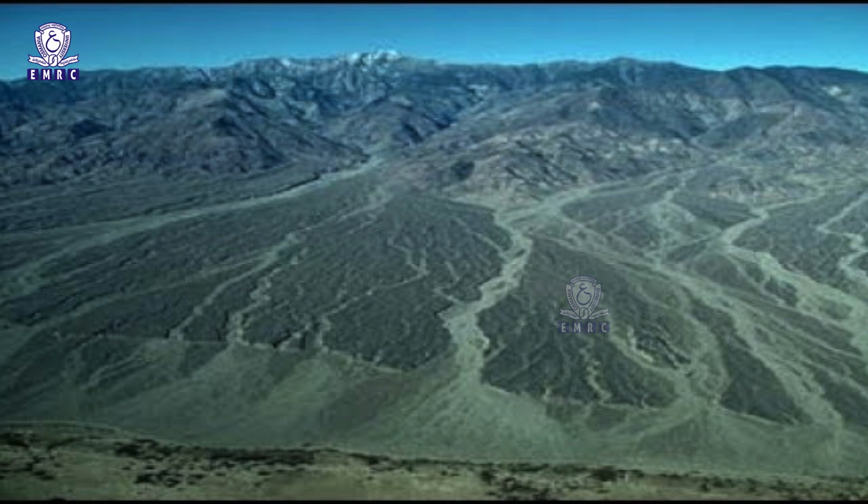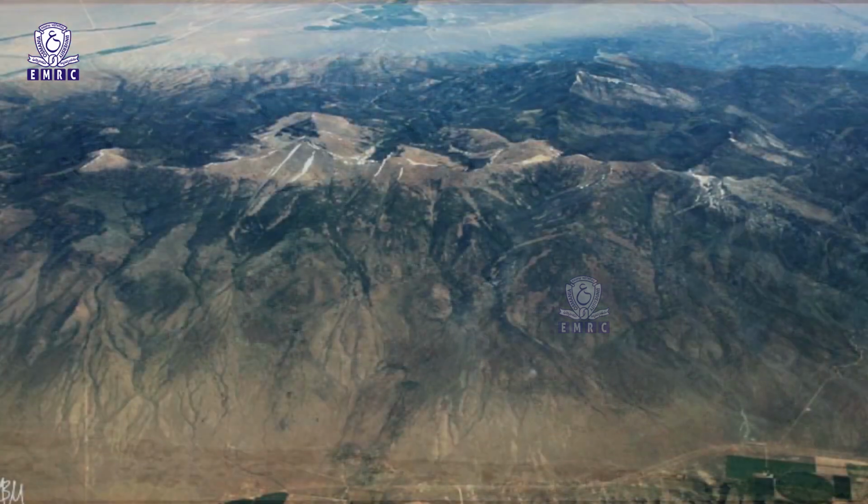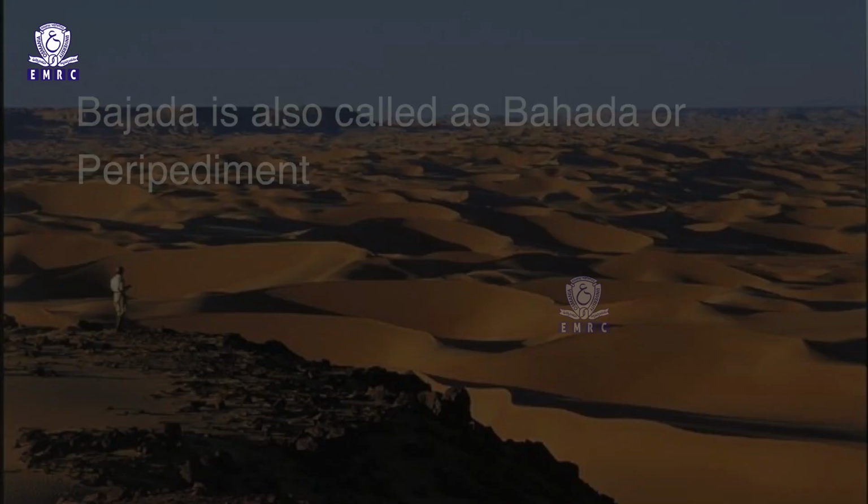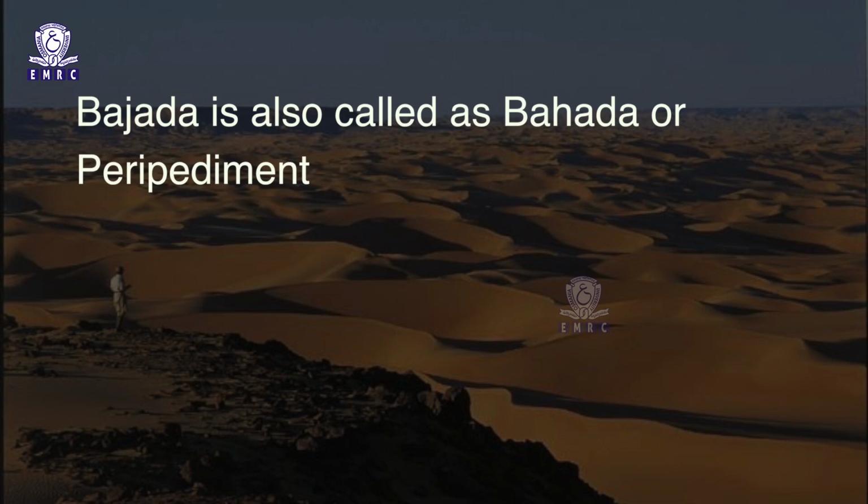The slope of the bajada zone is very small. The slope in the upper part of the bajada is slightly higher and it is very insignificant in the lowermost portion touching the playa lake. Bajada is also called bahada or peripediment.